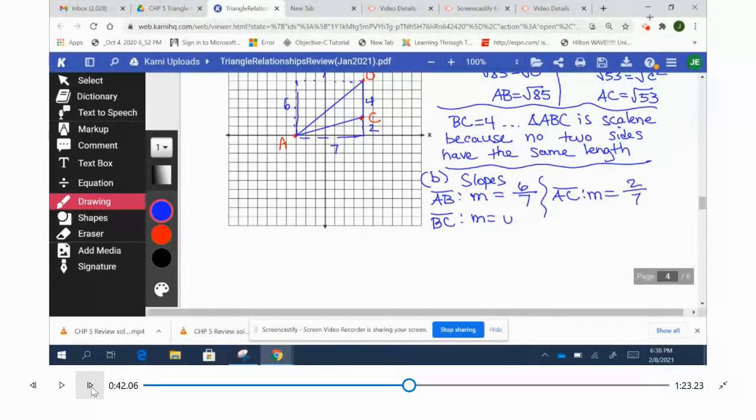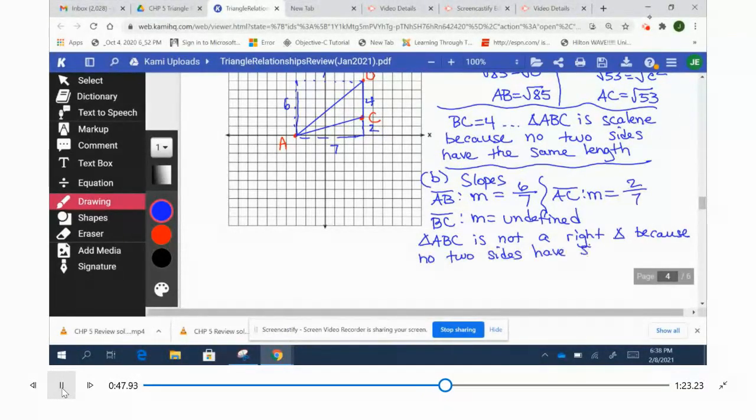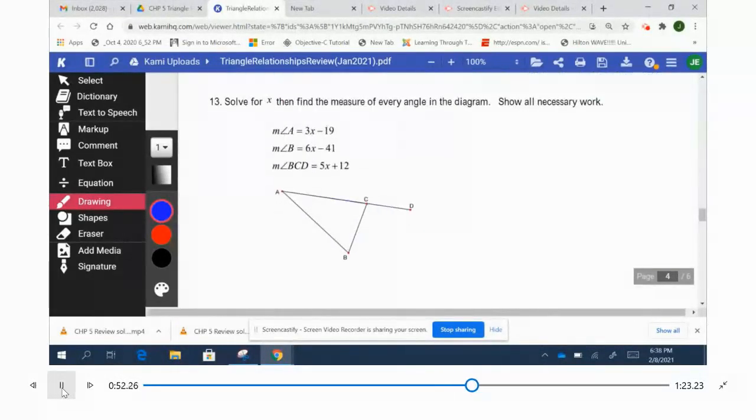All right, so the slopes I'm going to calculate, and a vertical segment like BC is, we just have to know that, we have to memorize that it's undefined for the slope. Flat across is 0, straight up and down is undefined for slope. Okay, so there is no right angle because no two sides have slopes that are negative reciprocals.